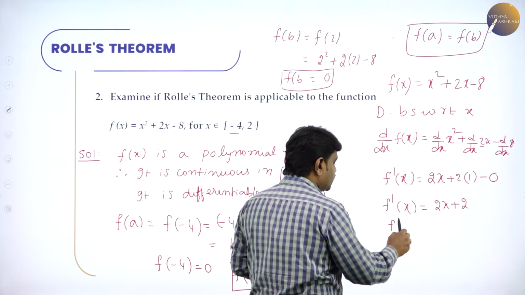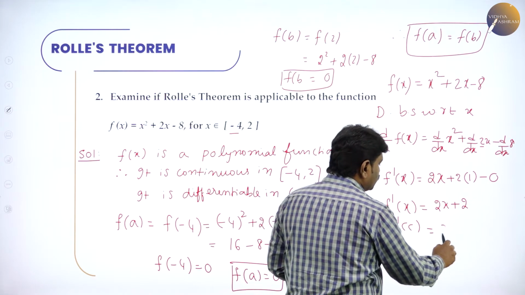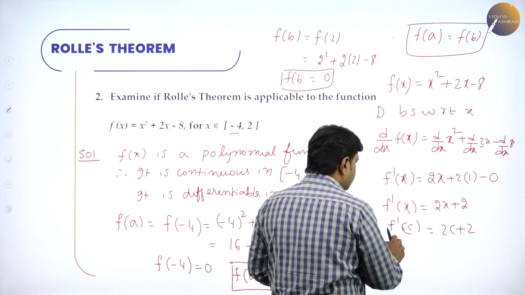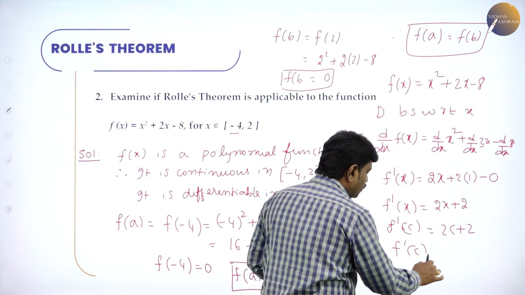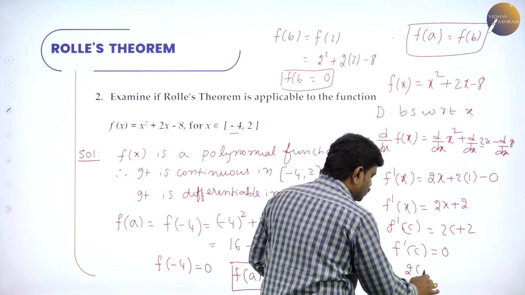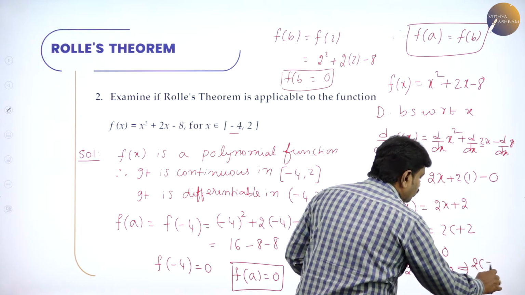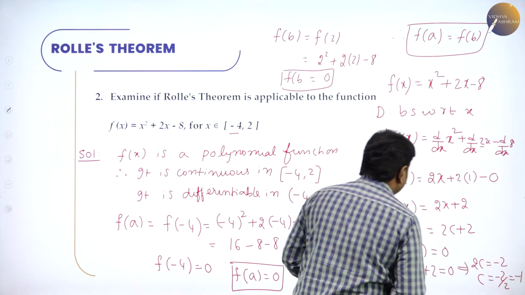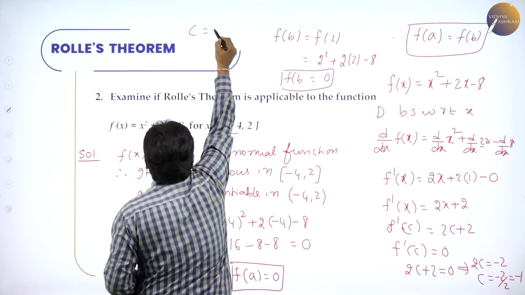And find f dash c. What is meant by f dash c? In the place of x put c. So it will become 2c plus 2. Now equate f dash c to 0. That is 2c plus 2 equal to 0. That implies 2c is equal to minus 2, or c is equal to minus 2 by 2. C is minus 1. So you got the value of c.